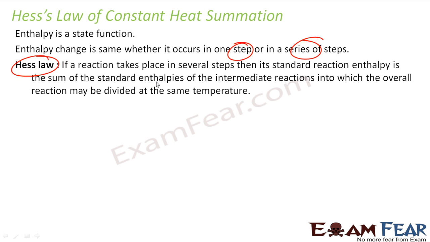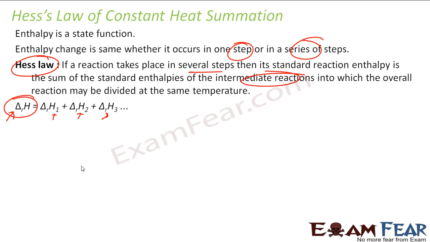Hess law says that if a reaction takes place in several steps, then the standard enthalpy of the reaction is the sum of the standard enthalpies of the intermediate reactions. For example, if you want to find the standard enthalpy of a reaction that takes place in different steps, you just add all the steps. This is what you get here.